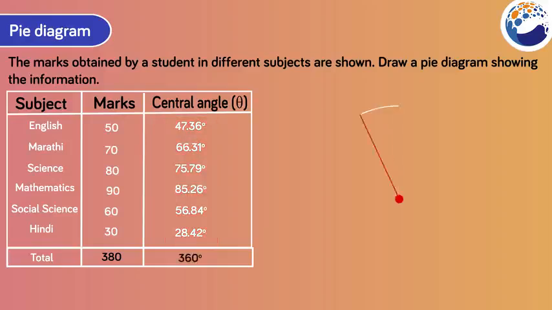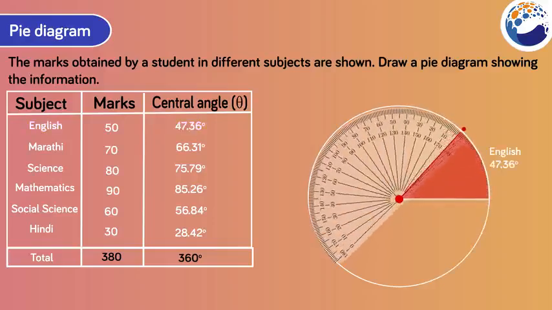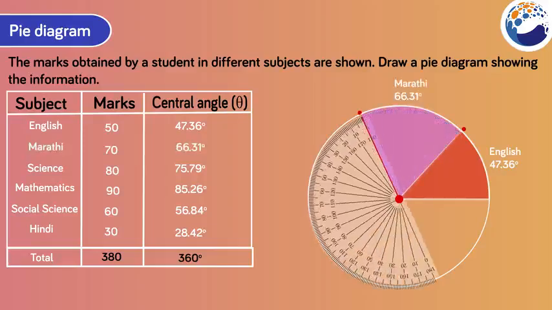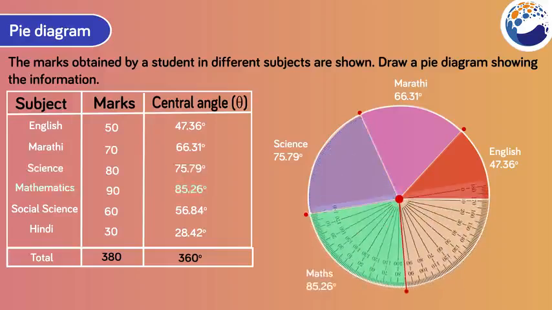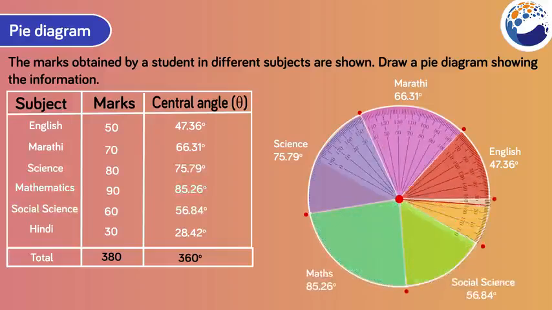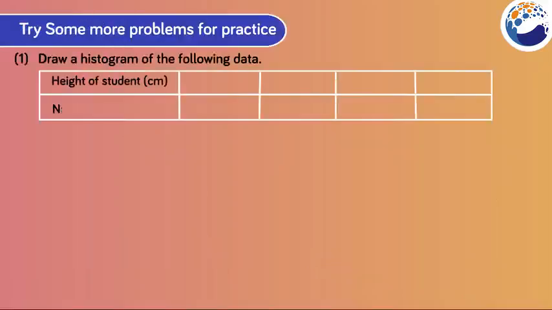First, we place a protractor on the radius and mark approximately 47.36 degrees for English. Similarly, shifting the protractor, mark 66.31 degrees for Marathi. Repeating the procedure, 75.79 degrees for science, 85.26 degrees for mathematics, 56.84 degrees for social science, 28.42 degrees for Hindi. Try some more problems for practice.